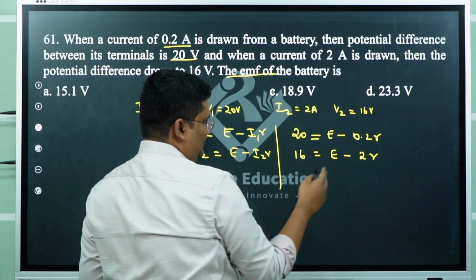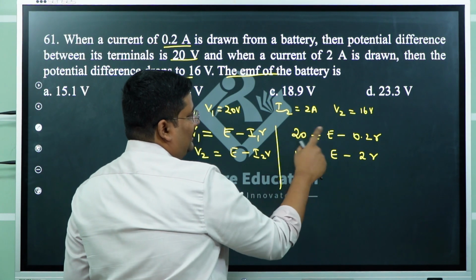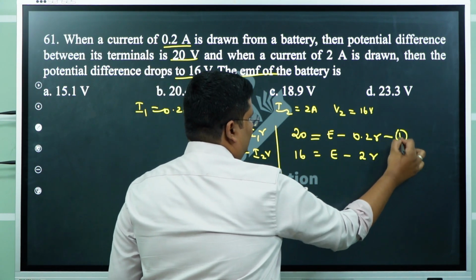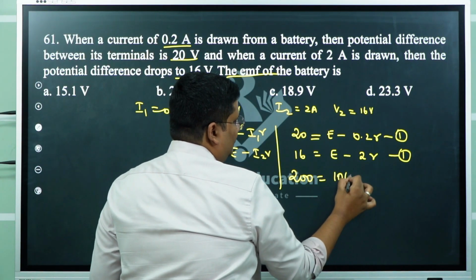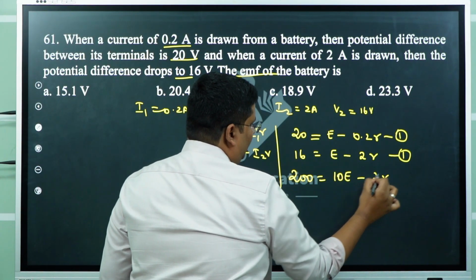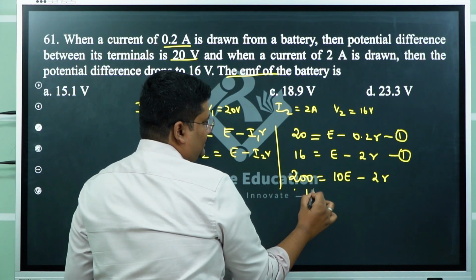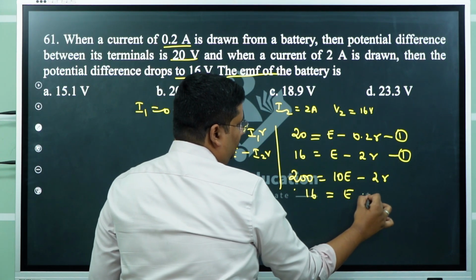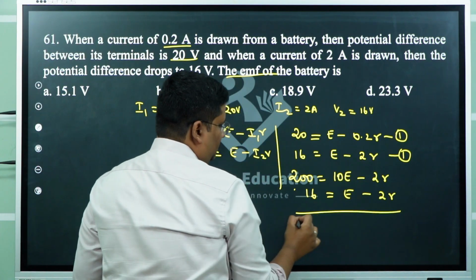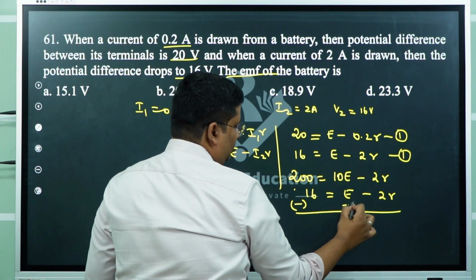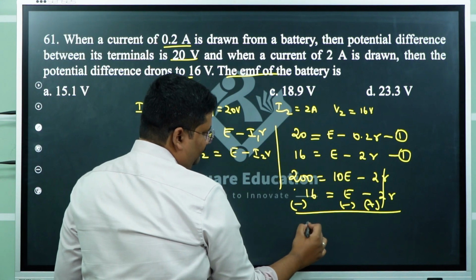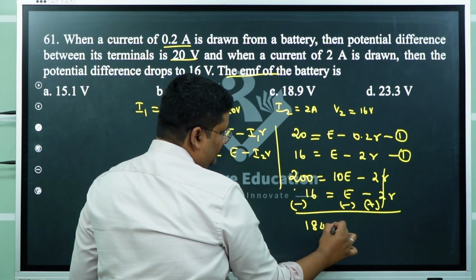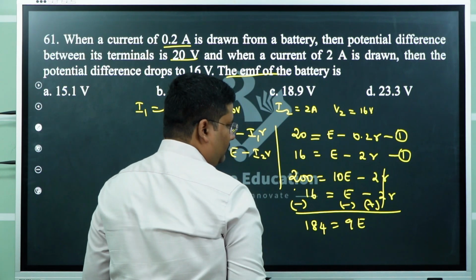So we require E, correct? What we will do is multiply the first equation by 10. So we have 200 equal to 10E minus 2R, and 16 equal to E minus 2R. Minus and plus, so it will cancel. So you will have 184, which is going to be 9E, right?